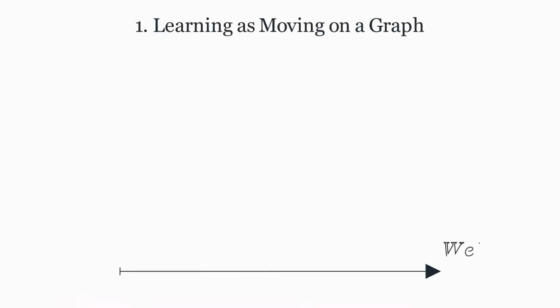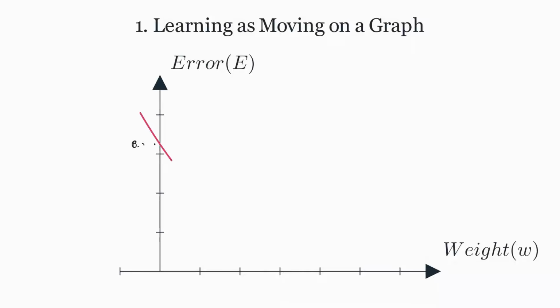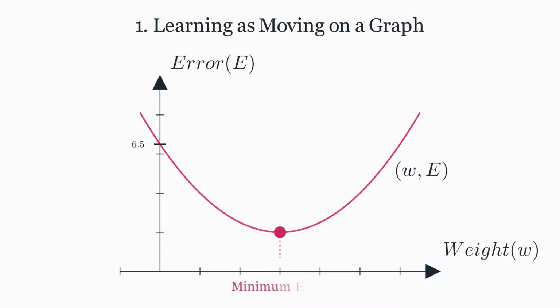Furthermore, to determine if the model is learning properly, we visualize the error it makes as a curve. We plot the weight values on the x-axis and prediction error on the y-axis. Every possible weight gives an error on this graph, meaning the error changes when the weight changes. Our goal is to find the weight that produces the smallest error.